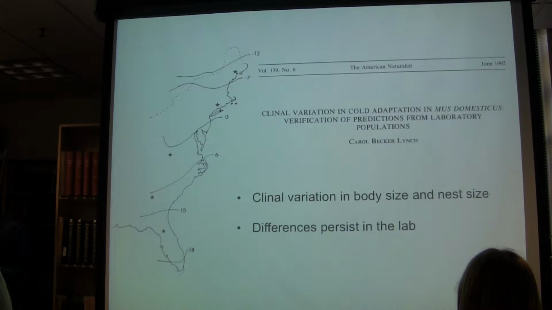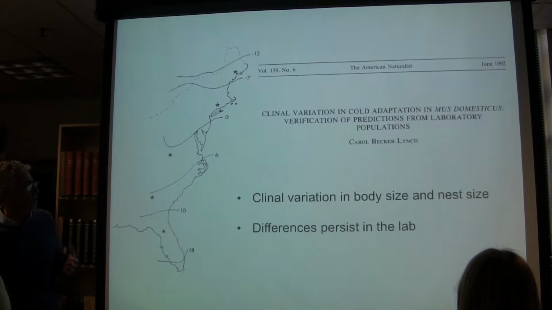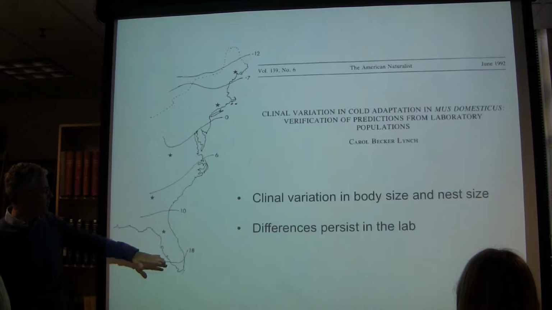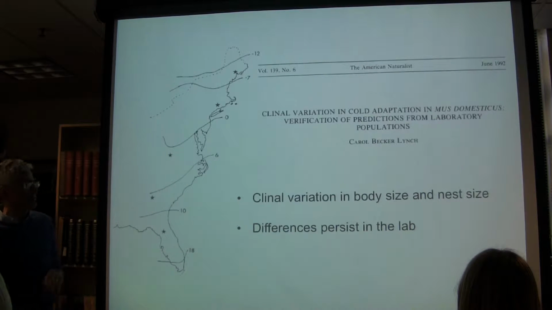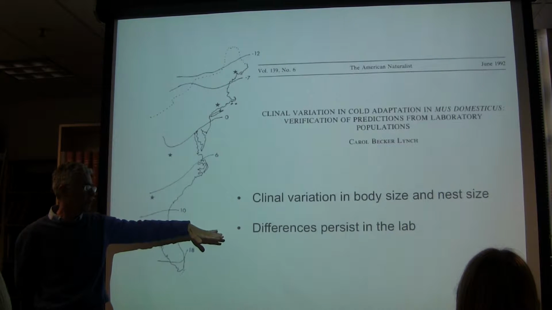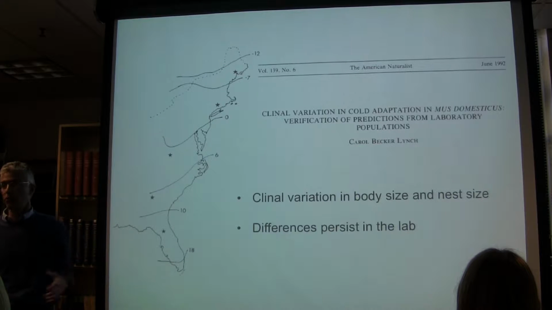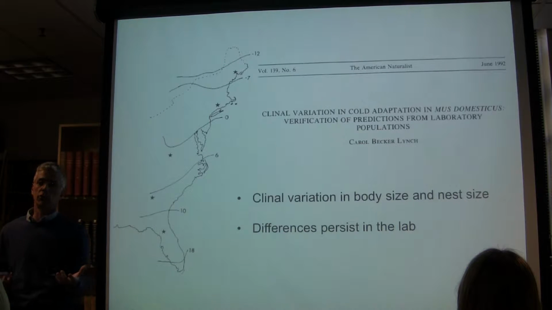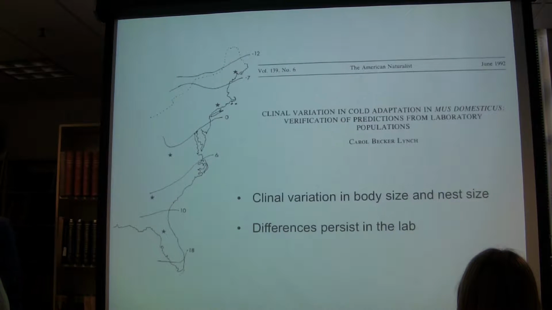This was not my idea. So the first person who did this kind of work was Carol Lynch. This was published in AmNat in 1992, and she sampled mice from 5 populations along the east coast of North America, and showed that there was clinal variation in body size and nest size, and that these differences persist in the lab, suggesting that there are phenotypic differences that are clinal, that are probably adaptive.